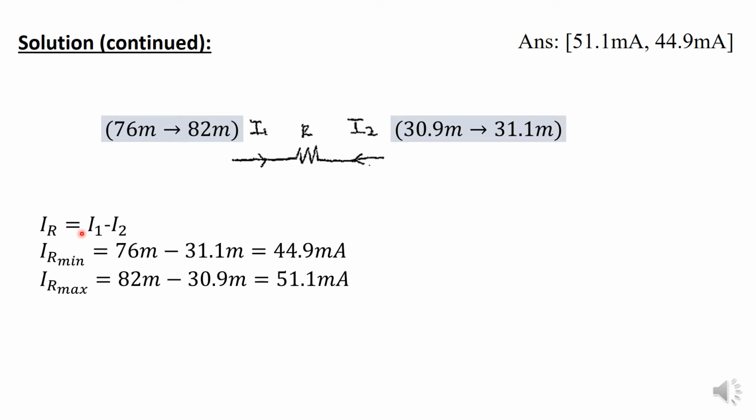So IR is equal to I1 minus I2. How to find the minimum IR? 76 milli minus 31.1 milli, we get 44.9 milli. To get the maximum value of IR, 82 milli minus 30.9 milli, so we get 51.1 milli. So if you get IR in the range 44.9 milli until 51.1 milliamps, it can be accepted. Let's say you get 48 milliamps, so your answer is correct.